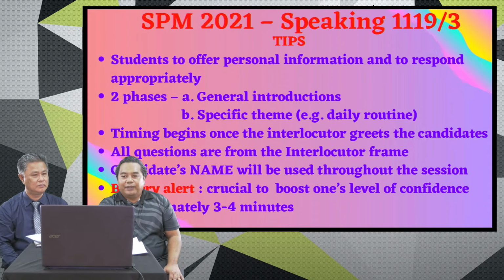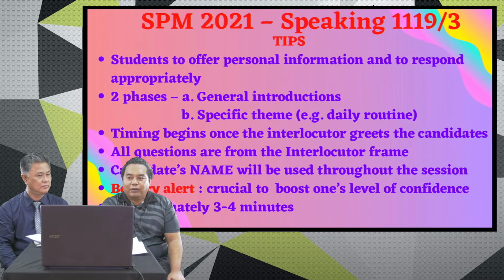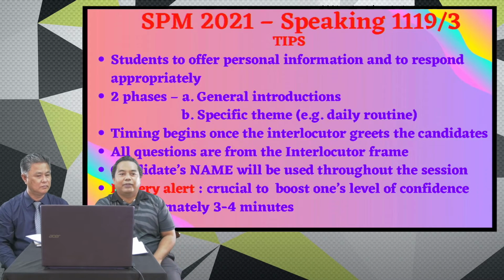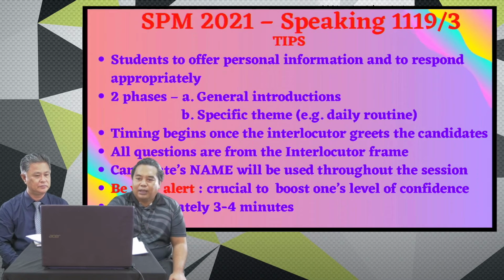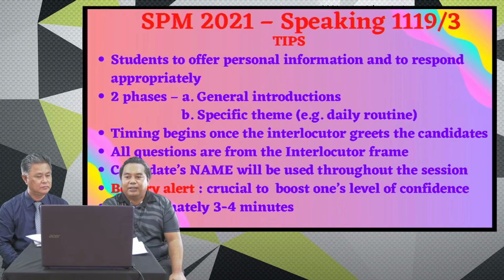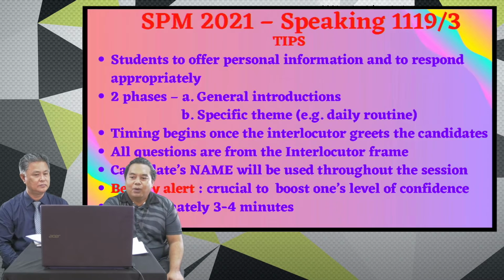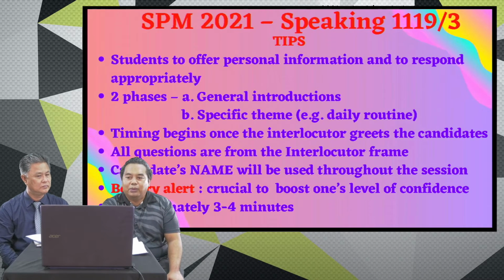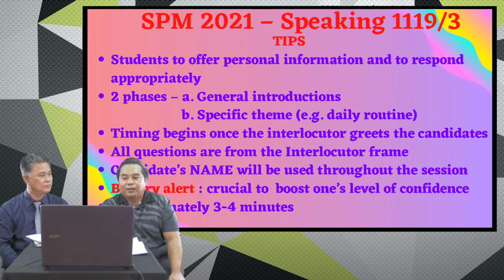Tips: student to offer personal information and to respond appropriately. The student should not be shy to offer information about themselves, to tell everything about their life to the interlocutor. 2 phases: A, general introduction, B, specific theme, for example, daily routine. In the general introduction, maybe they will ask the name, what do you like, what kind of music do you like, what games do you play. And then they will ask a specific theme. For example, this here is daily routine.